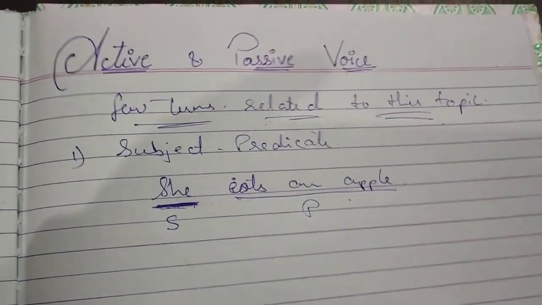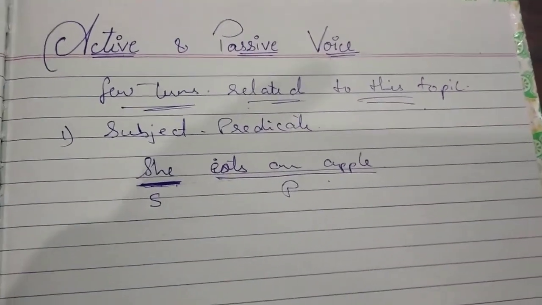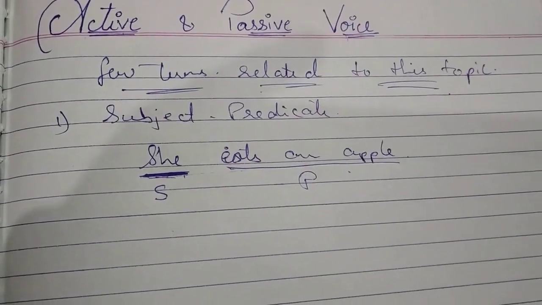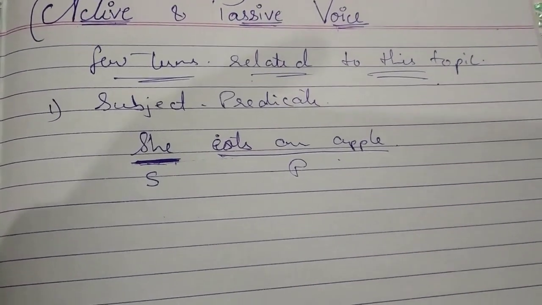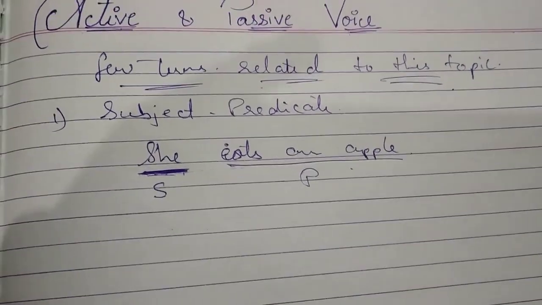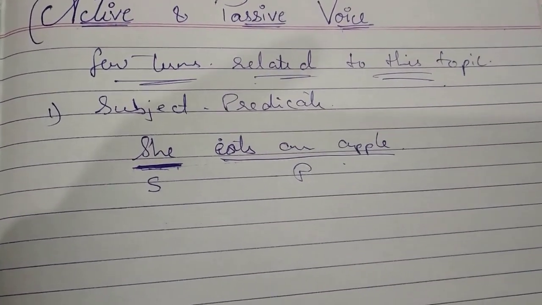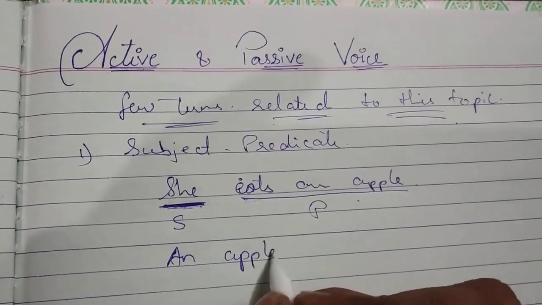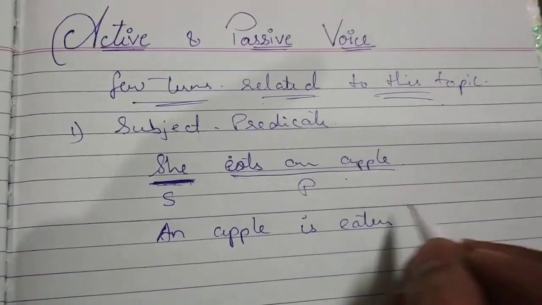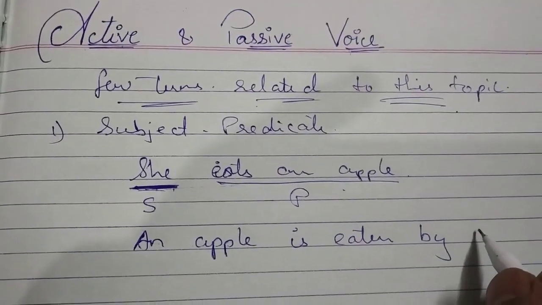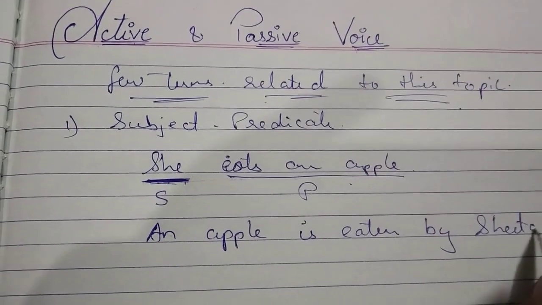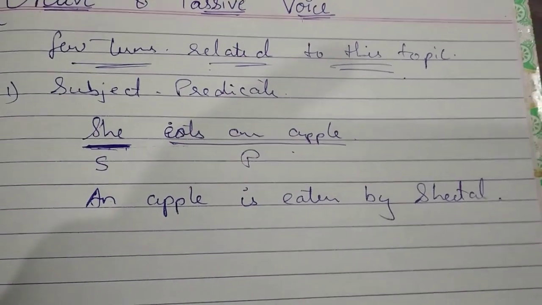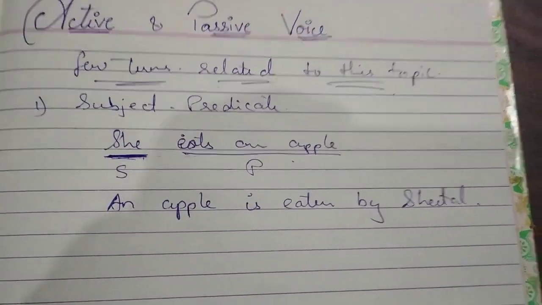Understood? Now there is one more definition given of subject. Many people also say that the subject is the doer of an action. Now here a little problem is there with this definition. Why? Let me give you one more example. An apple is eaten by, let me take one name, Sheetal. An apple is eaten by Sheetal.